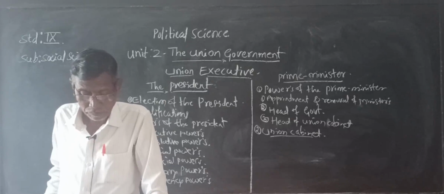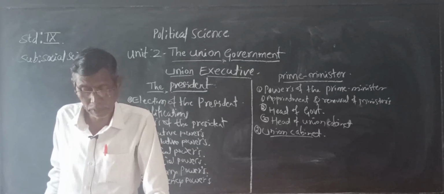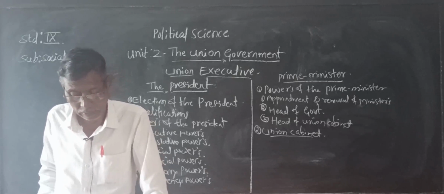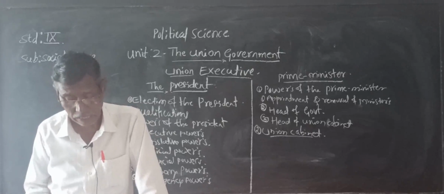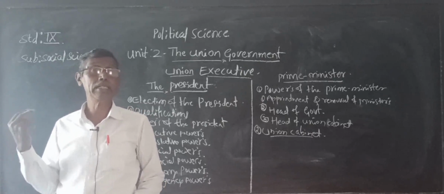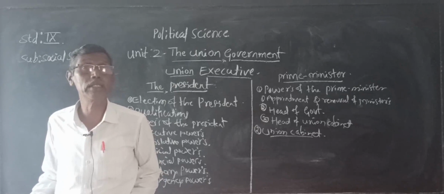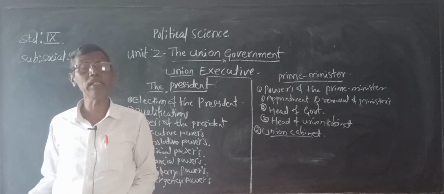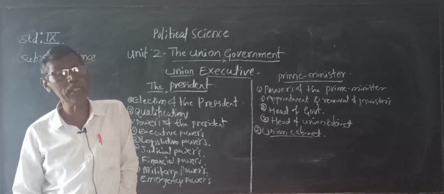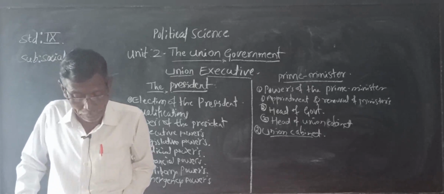For example, in 1963, he declared emergency power. In 1971, he declared emergency power. In 1975, he declared emergency power. When Pakistan and China attacked India, the country was disturbed. There was an unnatural situation in the country. So that time he declared national emergency.